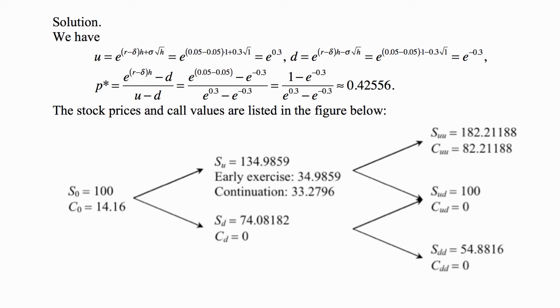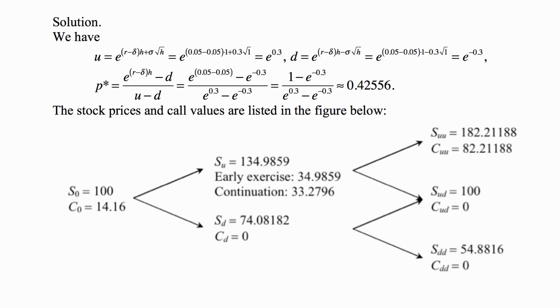The risk-neutral probability of an up move, p star, is e to the (r minus delta) h minus d over u minus d. So that's 1 minus e to the minus 0.3 over e to the 0.3 minus e to the minus 0.3, and that's approximately 0.42556.